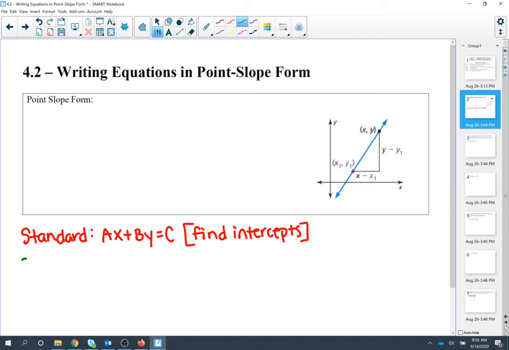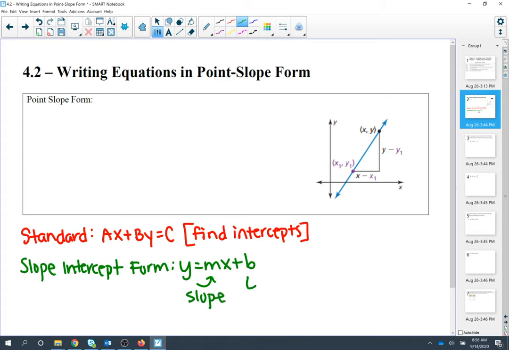Then we had slope-intercept form, which is y equals mx plus b. And this one is definitely great when you know the slope and you know the y-intercept. This is also the one we're going to use the most and the one that we really always need to know.